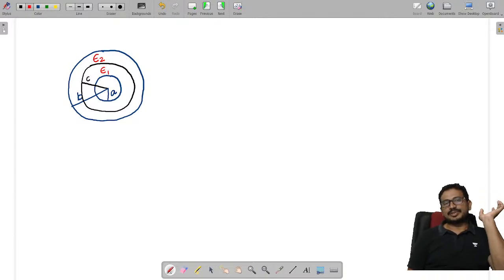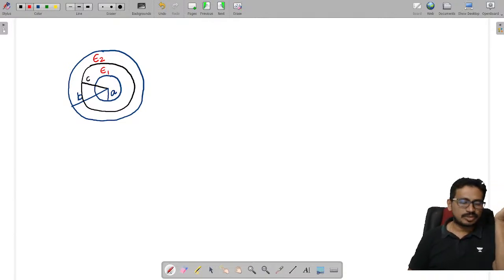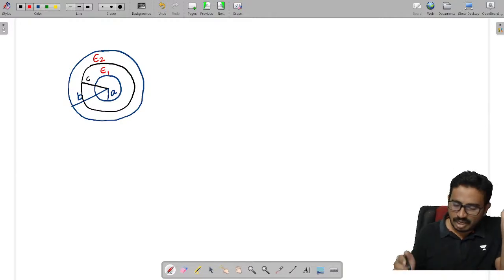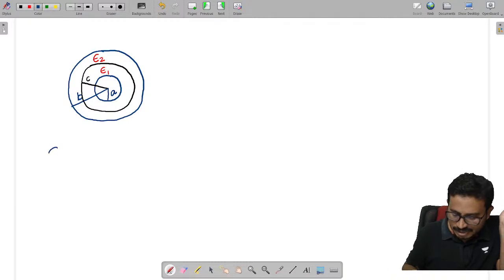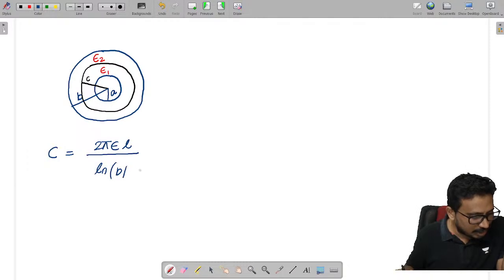As a result, what will happen? Will the capacitance change or not? Tell me, what will happen? So for this we have to write the capacitance. C, which is given as 2 pi epsilon L by ln of B by A. This is the formula.